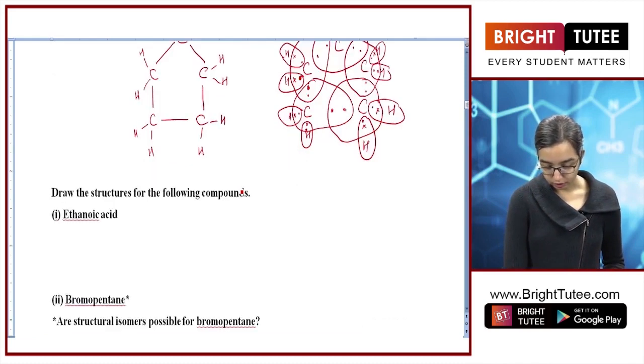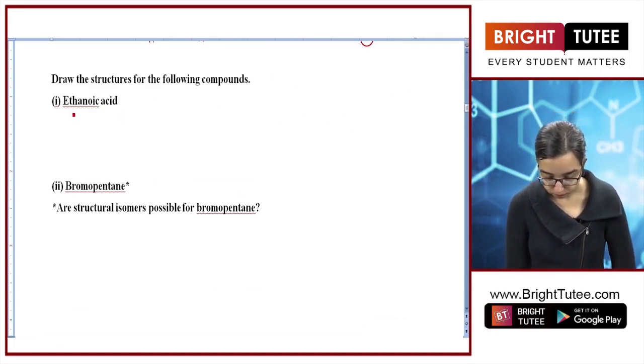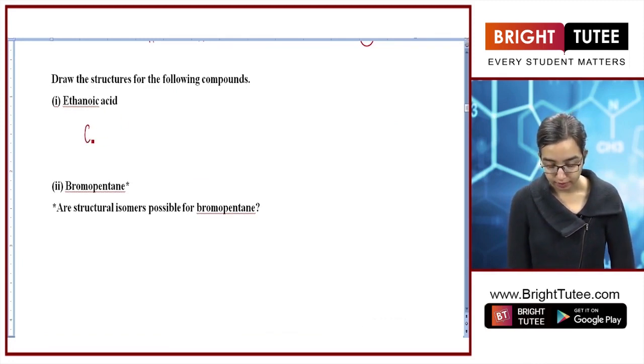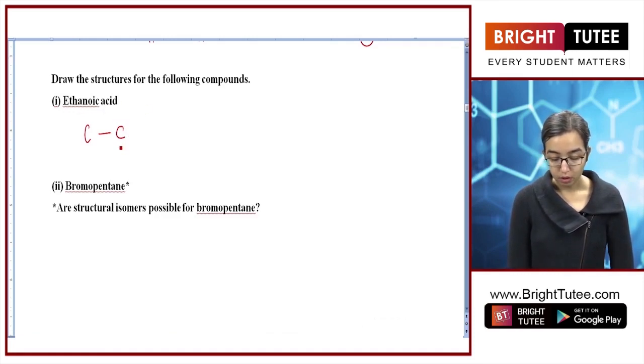Now let's move on to the next question. Draw the structures for the following compounds. First is ethanoic acid. Ethanoic acid means two carbons, so we have C bonded with another C. It says oic acid. Oic acid means carboxylic acid group, which means there's a double bond O, and a single bond O bonded with H. This carbon has filled its valency, and this still needs hydrogen to complete its valency. That is the structure of ethanoic acid, which is denoted by CH3COOH.